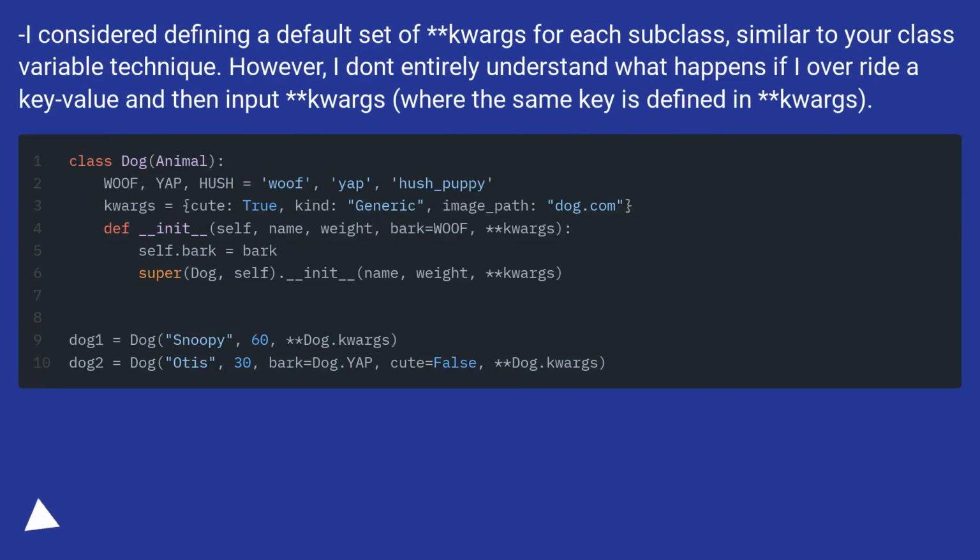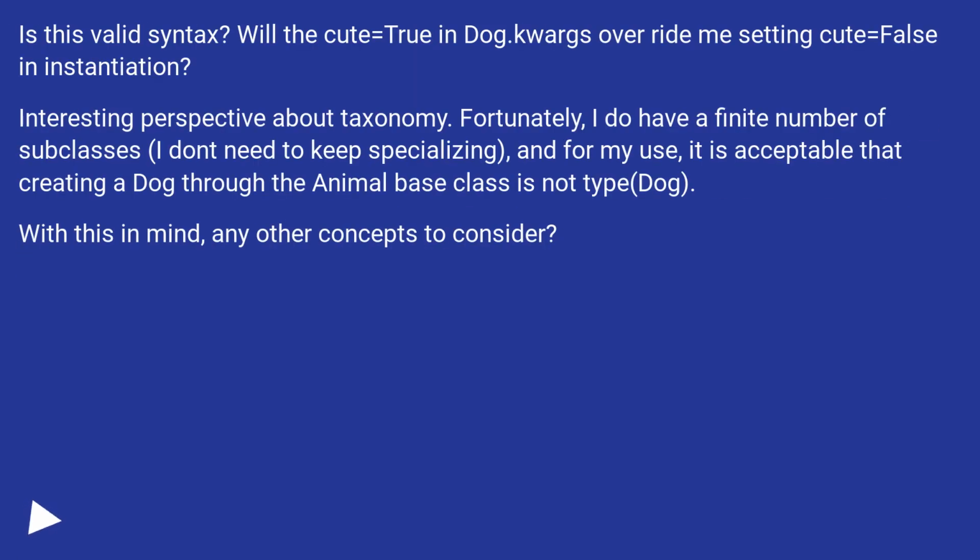I considered defining a default set of kwargs for each subclass, similar to your class variable technique. However, I don't entirely understand what happens if I override a key value, and then input kwargs, where the same key is defined in kwargs. Is this valid syntax? Will the cute equals true in dog.kwargs override me setting cute equals false in instantiation?